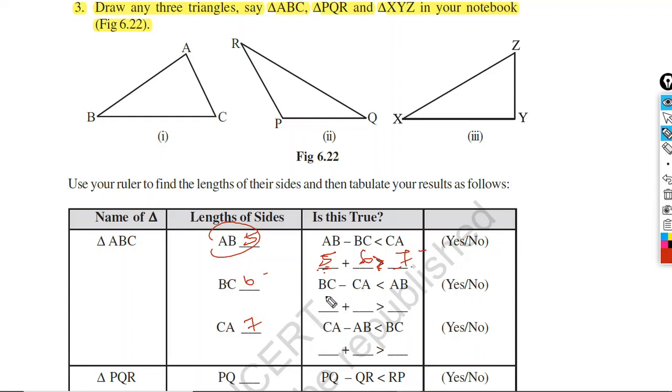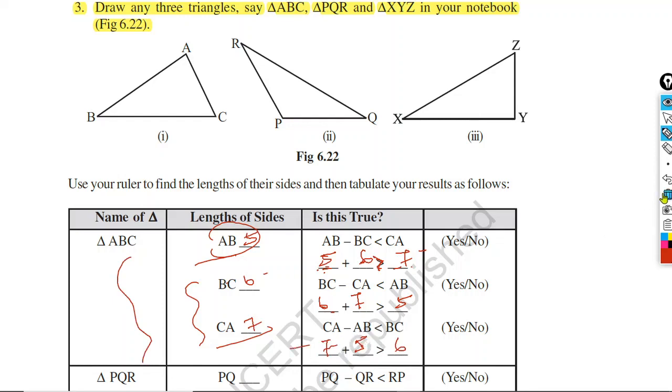Similarly here BC plus CA, 6 plus 7 is 13, which is greater than 5. Similarly CA plus AB, 7 plus 5 is 12, will be greater than 6. Okay, na? Like this you have to fill it.